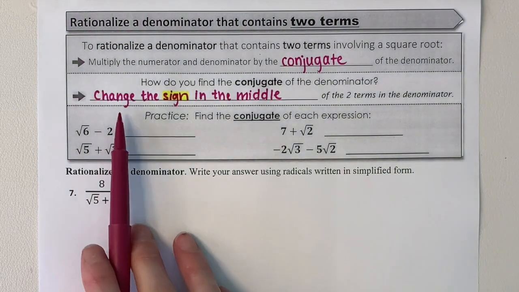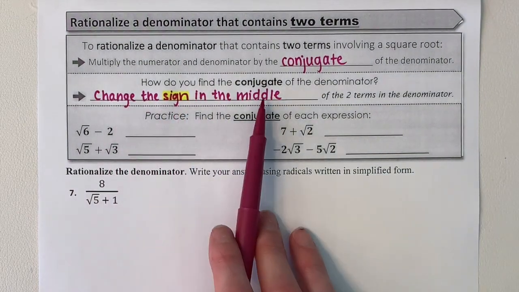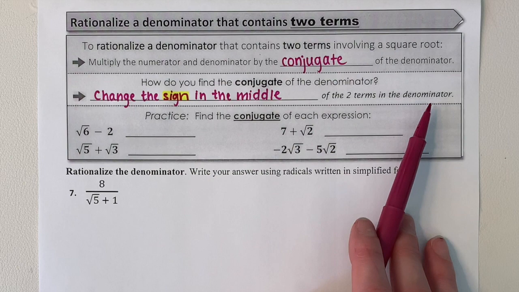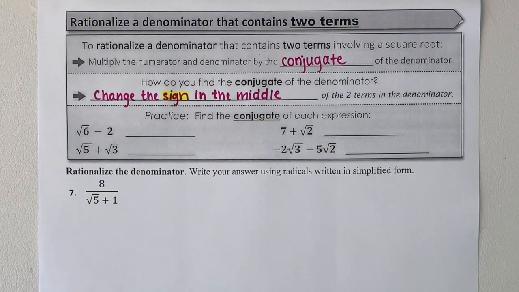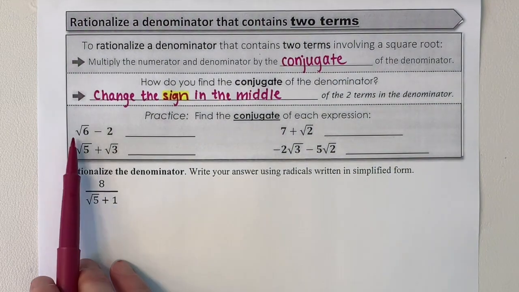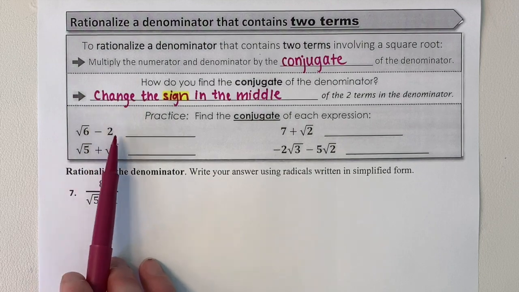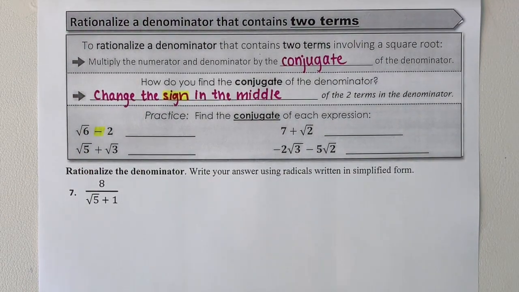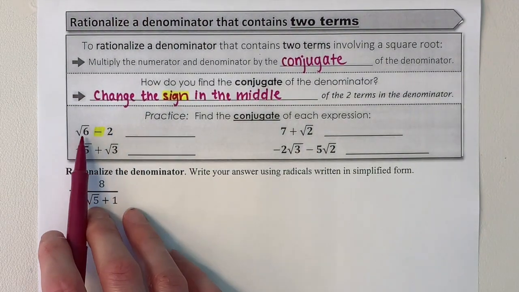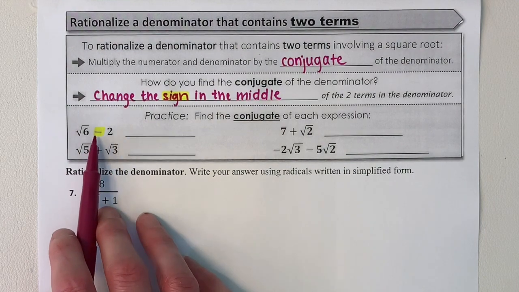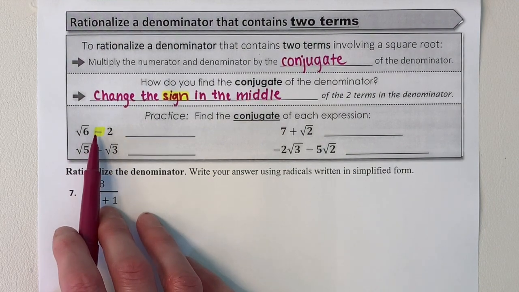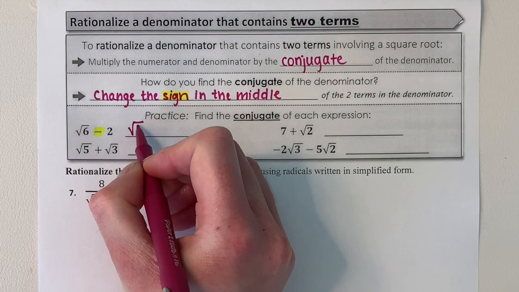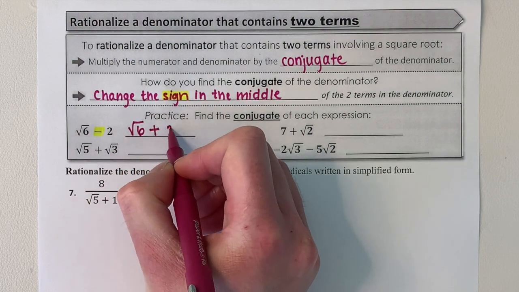All you have to do is change the sign in the middle of the 2 terms in the denominator. So let's look at some examples. How would you find the conjugate of this expression here? To find the conjugate, all you have to do is copy down this exact expression, but change the sign in the middle. That will give us the square root of 6 plus 2.